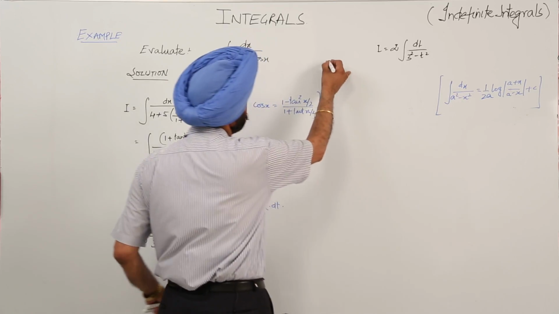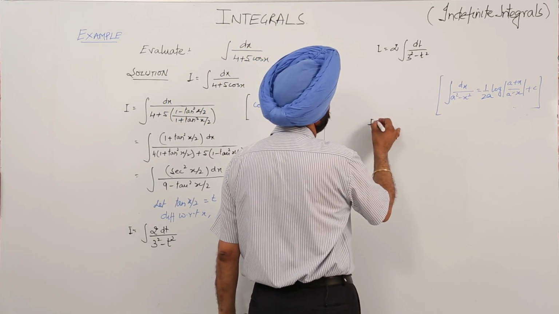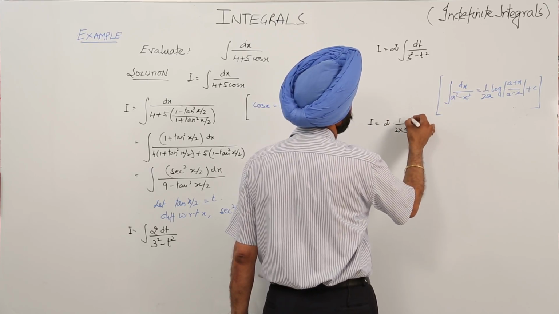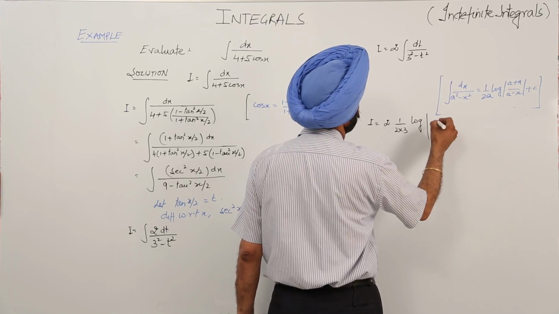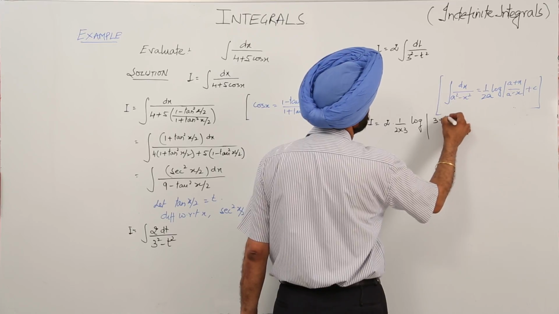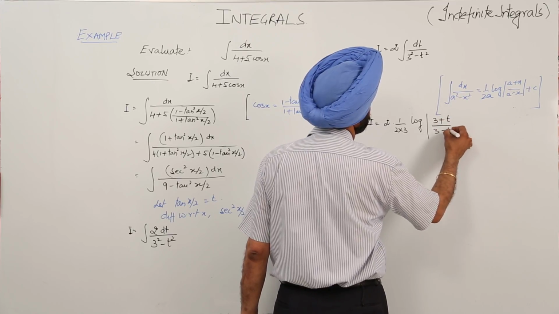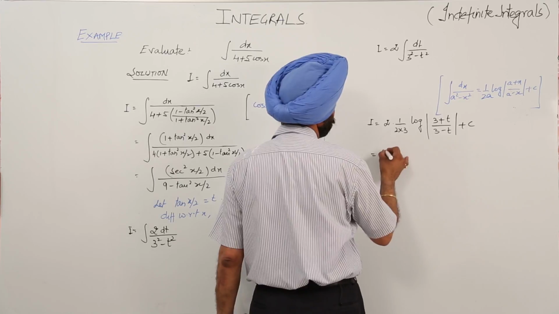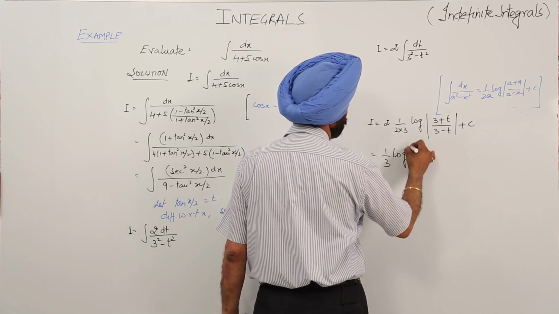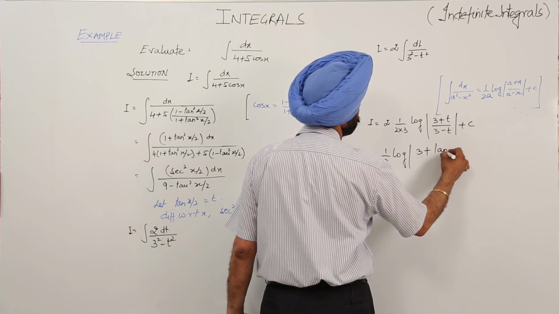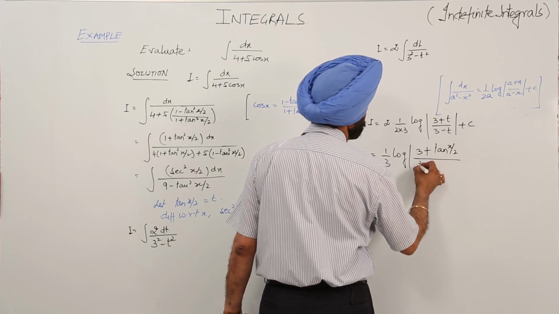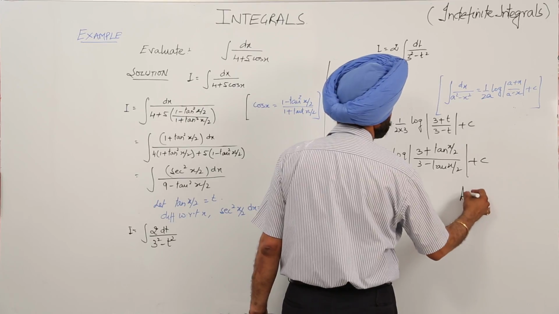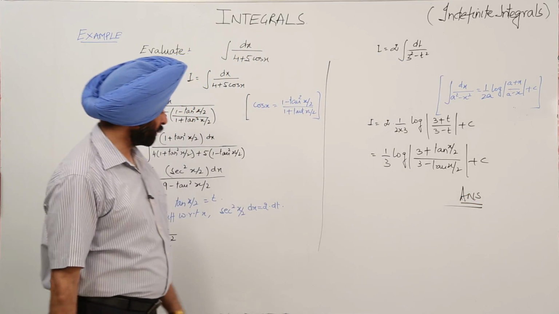Now this becomes 2 times 1 upon 2 into 3 log mod of 3 plus t upon 3 minus t plus c. Okay. So finally what we have is 1 upon 3 log 3 plus tan x by 2 upon 3 minus tan x by 2 plus c, and this is the answer. Okay, so like this we have to proceed.